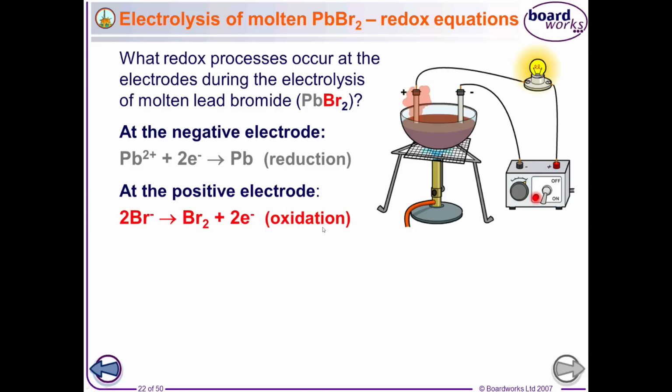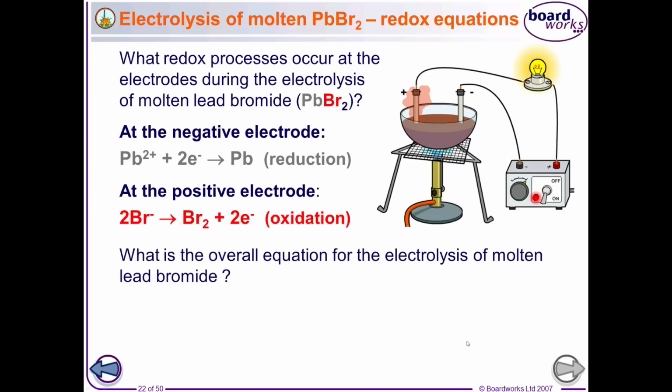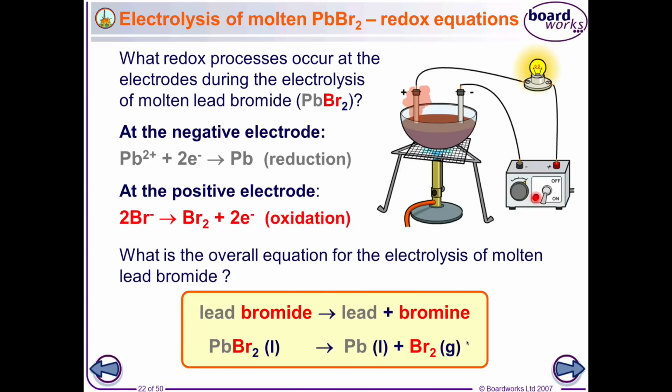But this section is only for the higher tier. The overall equation is PbBr2 goes to Pb plus Br2, and that's the overall electrolysis process. Right, so that's lead bromide done.